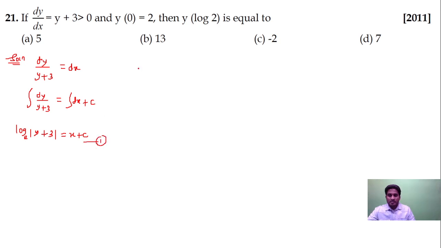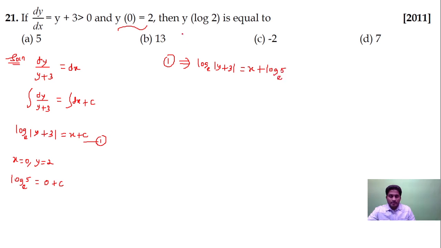It is given in the question that y of 0 is equal to 2. That is, when x is equal to 0, y is equal to 2. So this becomes log 5 is equal to 0 plus c. So c is equal to log 5. Substitute back in equation 1. Equation 1 becomes log of y plus 3 is equal to x plus c. The c value will be equal to log 5 to the base e.